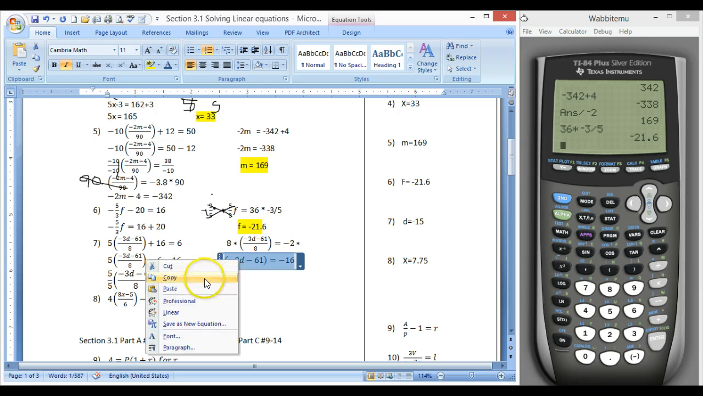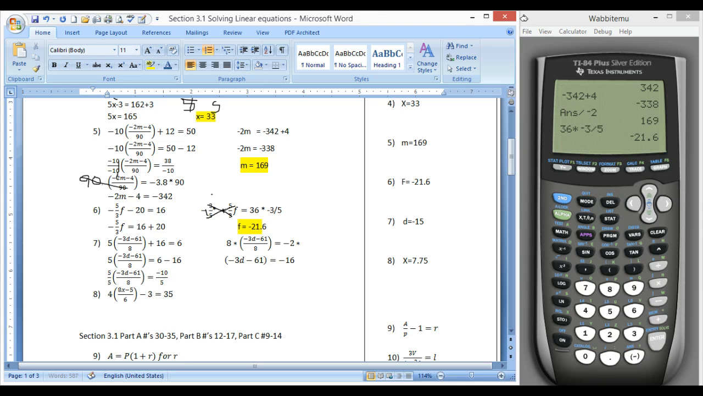I'm just going to highlight this again for my next step. And adding 61 to the left-hand side cancels it out. Over here, I'm going to add 61 here. So I have negative 16 plus 61 gives me 45. So over here I have positive 45.